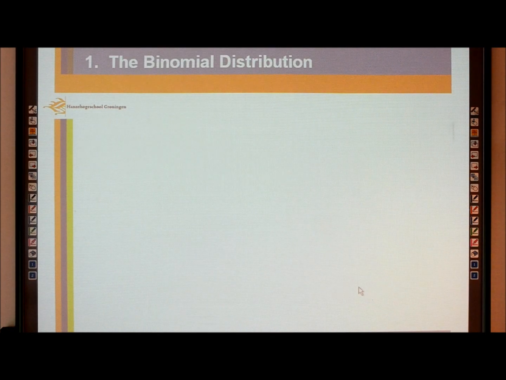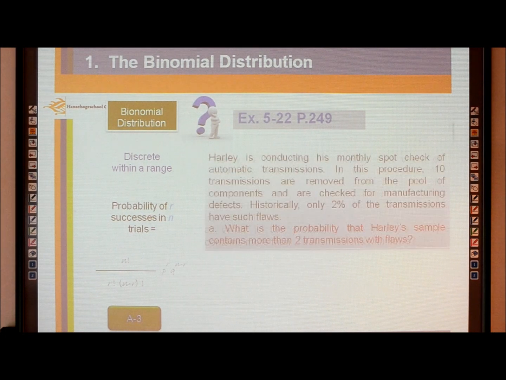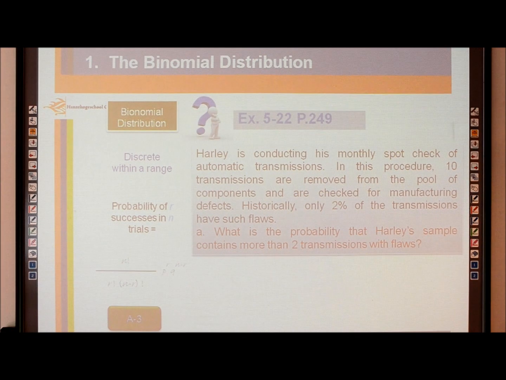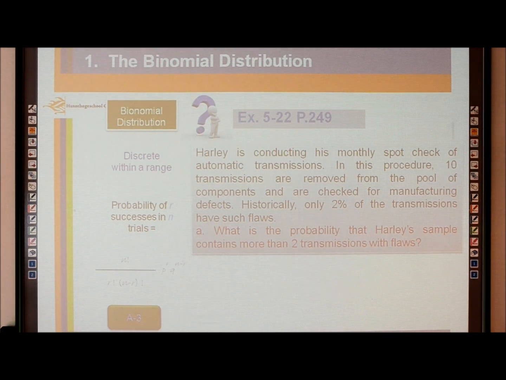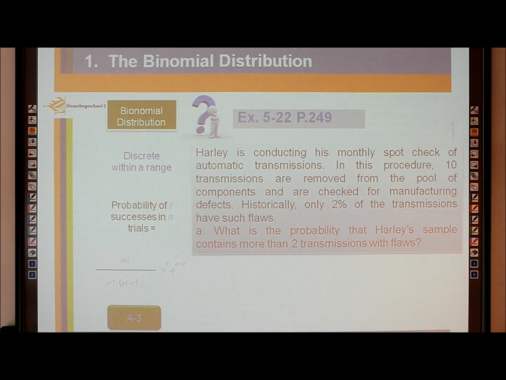Now let's look at them one by one. First, the binomial distribution. Let's look at the question on page 249, question 522. It says, Harley is conducting his monthly spot check of automatic transmissions. In this procedure, 10 transmissions are removed from the pool of components and are checked for manufacturing defects. Historically, only 2% of the transmissions have such flaws. The question asks: what is the probability that Harley's sample contains more than 2 transmissions with flaws?